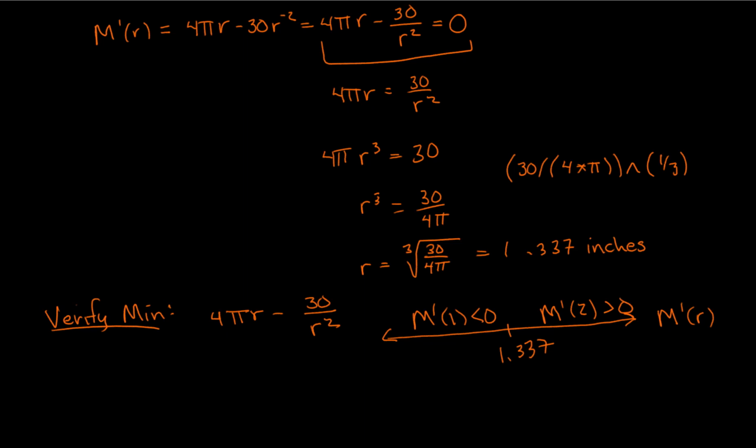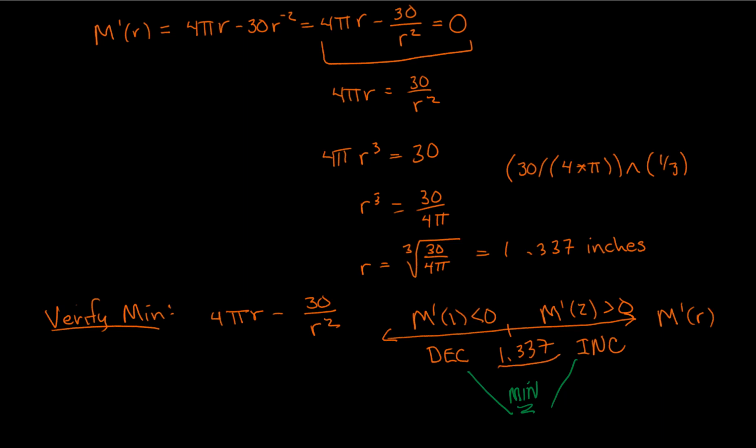Okay, so with these two values, I can see that to the left of this critical value, the function has a negative slope, it's decreasing. To the right of this value, the function has a slope that's positive, it's increasing. If you go from decreasing to increasing, what you have at that critical value is a minimum. Okay, so I have verified that we have a minimum. That's very important to do before you go any further.